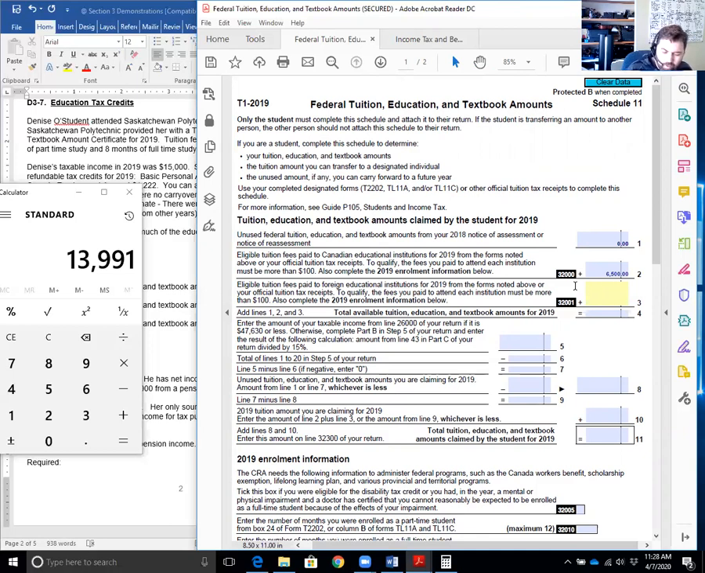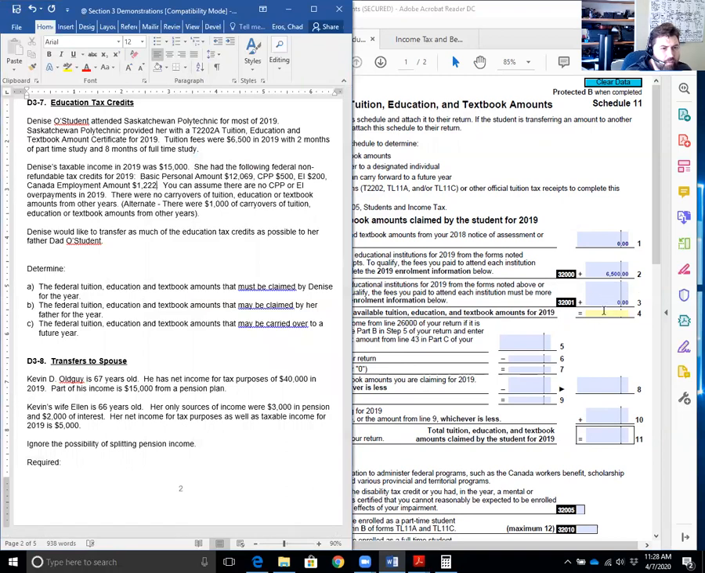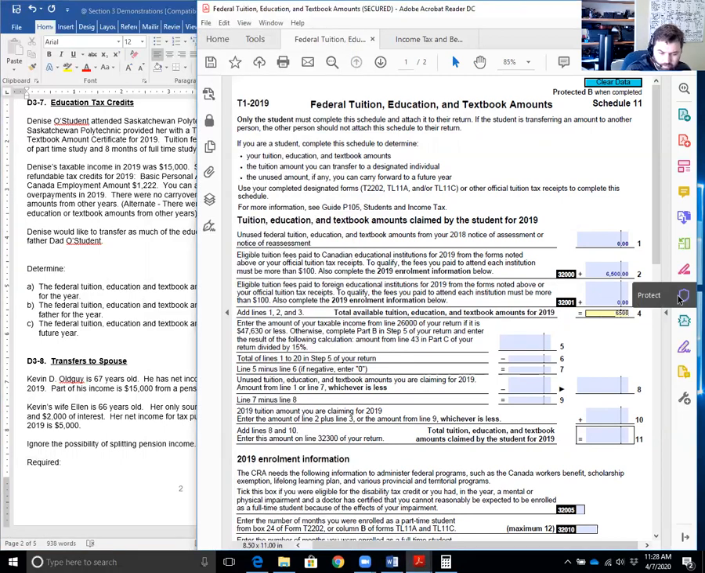Okay, and we didn't have any foreign tuition from any foreign educational institutions for 2019. Okay, so add lines 1, 2, and 3, total available tuition, education, and textbook amounts for 2019. Okay, let me just see here if yeah, 6,500. Okay, so now we just basically follow, I'm going to basically explain what the form is showing you, especially when I add in $1,000 carried forward.